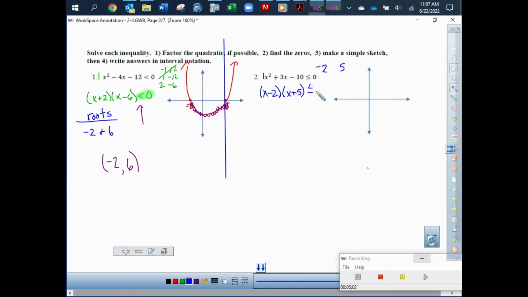Bring my little less than or equal to 0 coming on down. And now I can find the roots. The roots are the x-intercepts. And that's going to be whoever makes this group 0, which is 2, and whoever makes that group 0, which is negative 5. So I'm going to plot those two. Here's a 2, here's a negative 5. And this graph is going to make a parabola that opens up. So I'm going to just make a little rough sketch of a parabola.